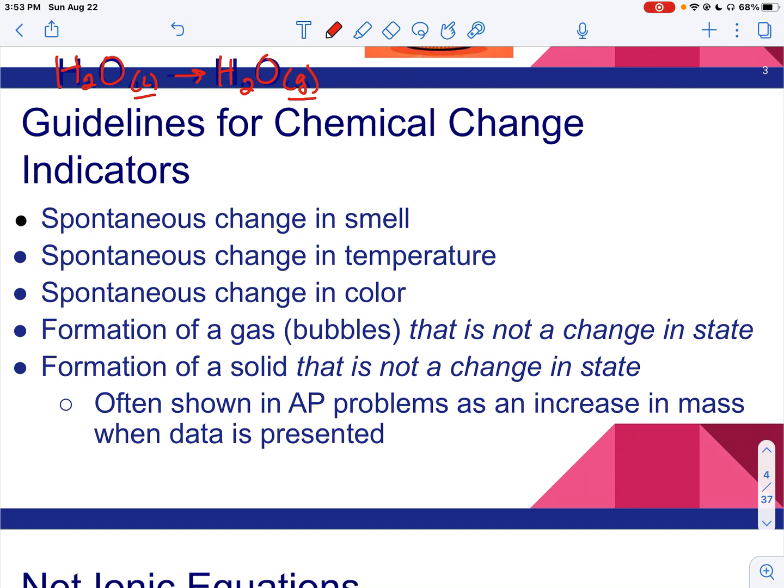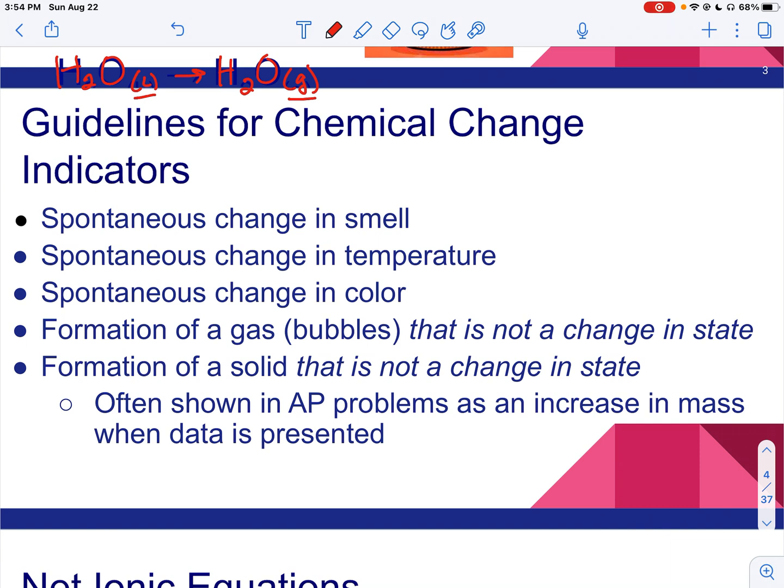Here are some guidelines for chemical change indicators. Now you'll notice for the first three I added spontaneous. You have to use your common sense here. You don't want to think, oh, there's a change in temperature, so automatically it's going to be a chemical change. Is there an easy explanation, like for example, you heating it up on a stove, that accounts for the change in temperature? If there's an explanation that you could have given before chemistry class, then it's probably not spontaneous, okay? But if you see a spontaneous change in temp, smell, or color, that might be a chemical change.